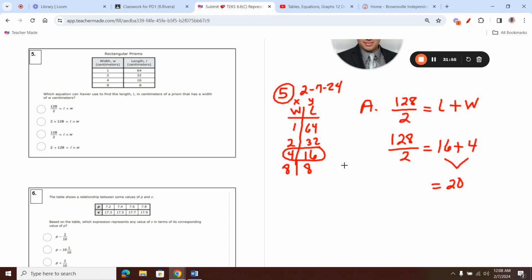128 divided by 2, I'm going to go on the side. 128 divided by 2. Not enough. Don't forget to put a decimal at the end in case we need it. 2 times what gives me 12? 2 times 6 gives me 12. And 2 times 4 gives me 8. So 128 divided by 2 gave me 64. Those are not equal. And that's why letter A should not be your answer.